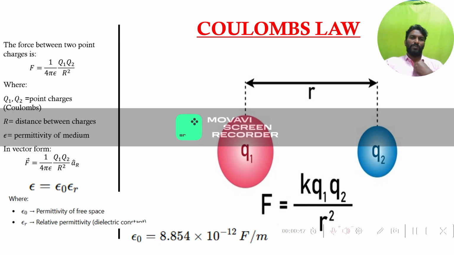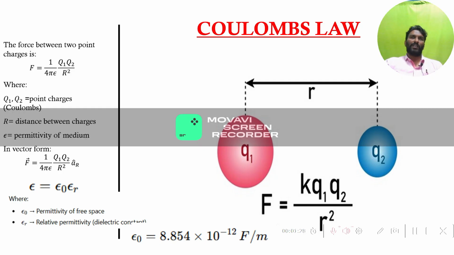So the force between two charges is given by F is equal to K into Q1 Q2 by R square. Here the proportionality constant K is nothing but 1 by 4 pi epsilon, where epsilon is permittivity of the medium, which is a product of absolute and relative permittivity. So epsilon naught is permittivity of free space, epsilon r is relative permittivity, which is given as 1 for air. And here Q1 and Q2 represent the point charges in coulombs, and r is the distance between the charges.